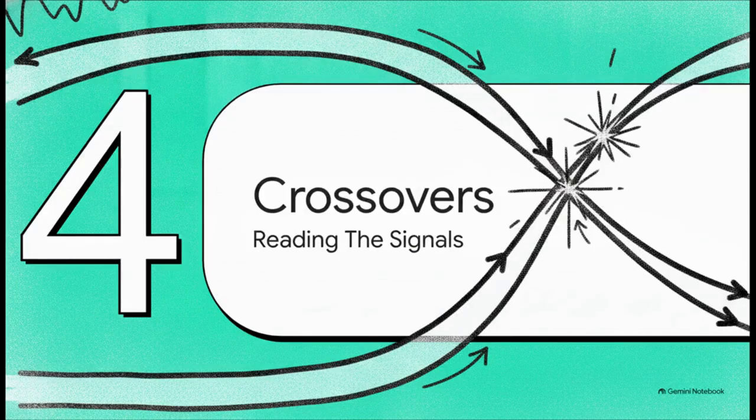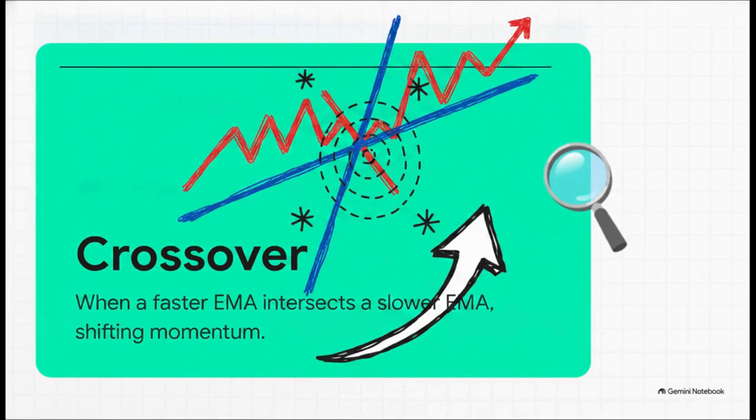Section 4. Crossovers. Reading the signals. Okay, so we have our lines. Now let's look at how they interact dynamically. A crossover is exactly what it sounds like. It's a point on the chart where a faster moving average, like our 20 EMA, intersects with a slower moving average, like our 50 or 200.